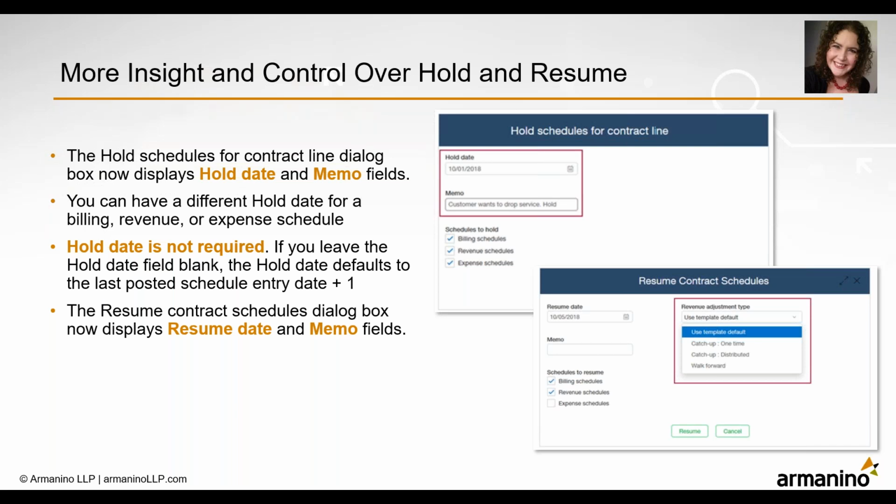Or you can also walk it forward. And the walk forward is going to regenerate the revenue schedule as of the resume date and push the end date out to a date that's equal to the number of days from the original revenue template start date to the resume date. So it's just pushing out the timeline as opposed to the delivery date. And the system will automatically prorate any partial periods. So that's a nice feature as well.